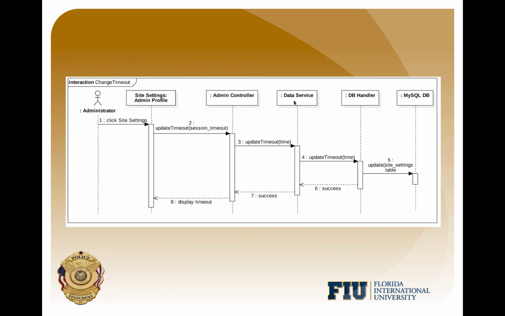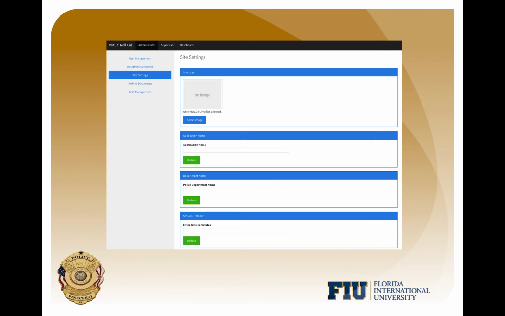Then the request is sent to the data service, and the data service reroutes that to the DB handler, which will make the request to the actual database to update the table with the new value. Success responses are provided back, and the system will display the new timeout in the site settings. We can see in the next slide how it looks.